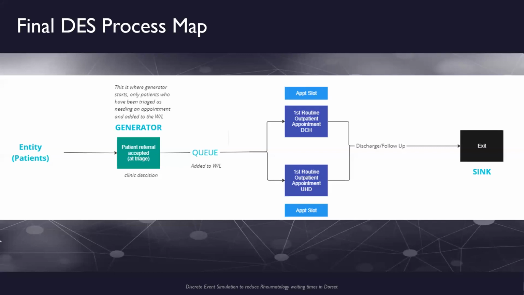So with this in mind, we came up with a much more simplified process map, which started from the point the consultant had accepted the referral and went through to discharge or follow-up, which was our exit or our sink in DES terminology. So from what initially looked quite complicated, it was actually a really straightforward process to model. So you can see we've got the patient coming in, the patient referral is accepted, they're added to the waiting list queue, they're allocated an appointment slot at either of the hospitals, and then they're either discharged or given a follow-up, and then it goes to our exit.